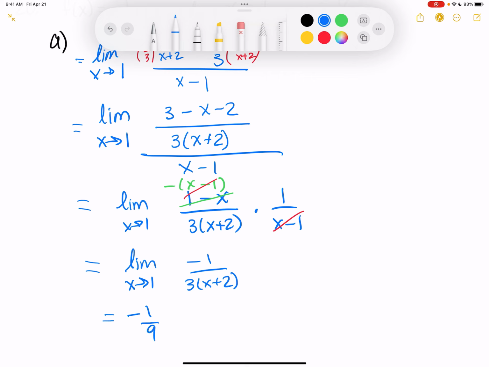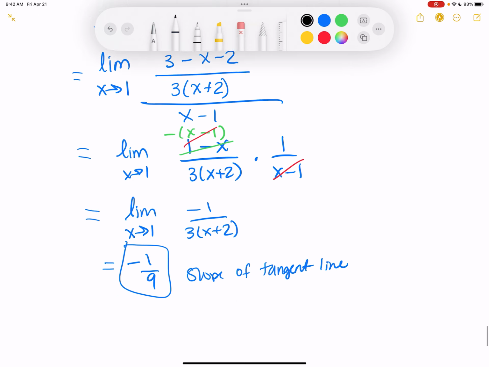Negative 1 over 9. So this is my slope. So that's my slope of my tangent line at the point. So now part B.